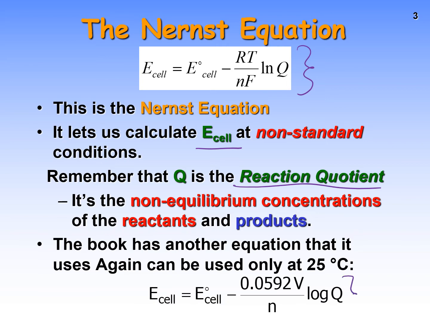Again, the book uses another version, and I hate this version because this one only works at 298 Kelvin. Again, I will not be giving you this one. I'm going to give you this one. So I'd get used to using this equation as opposed to this one. It's mainly just a pet peeve thing. It's definitely an opinion thing. I just don't like this equation, the bottom one.